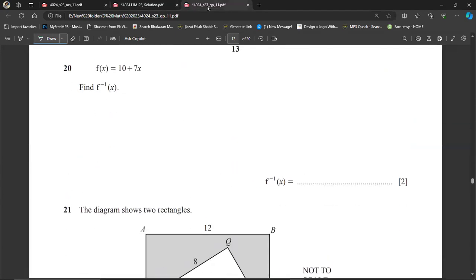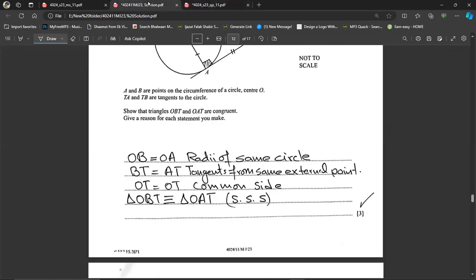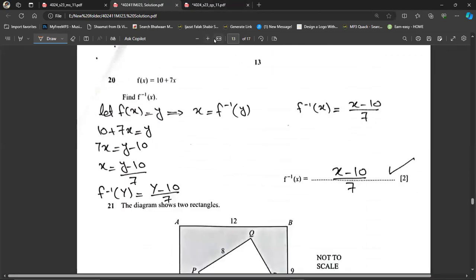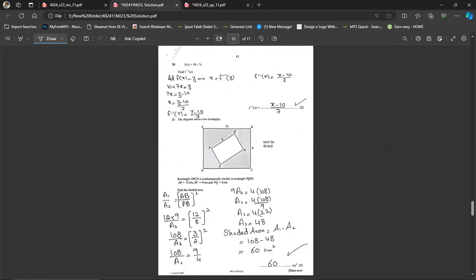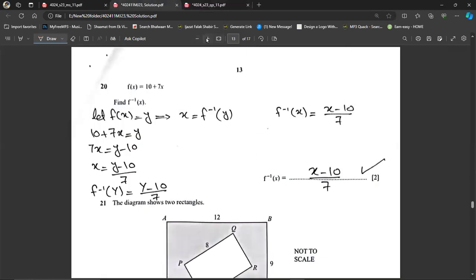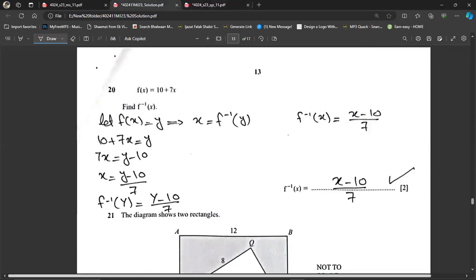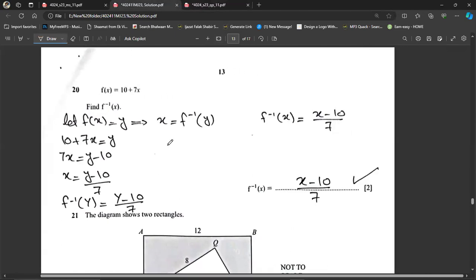So we have question number 20. He says f of x is equal to 10 plus 7x. He wants you to find the f inverse of x. Okay, very simple. We will suppose that f of x is equal to y. Let f of x equal y. That means x is equal to f inverse of y.